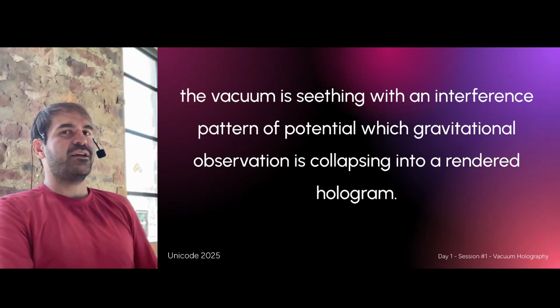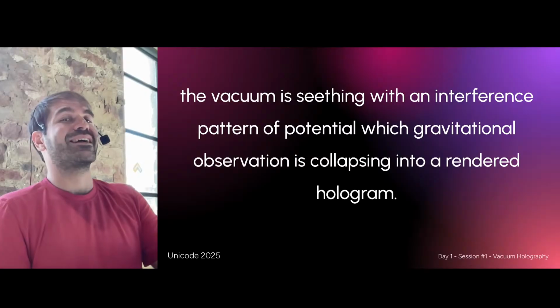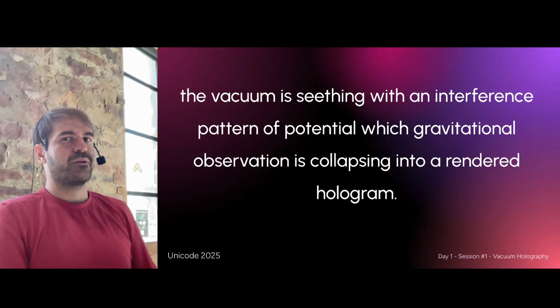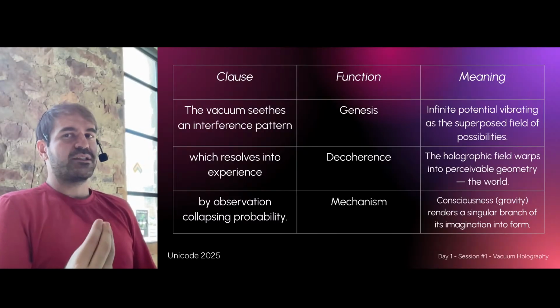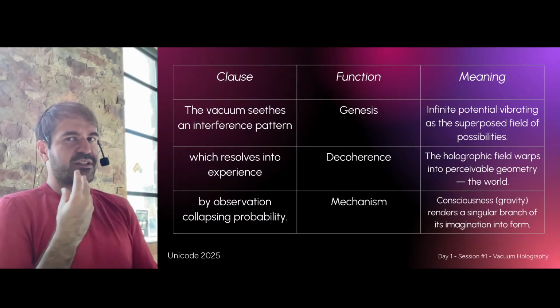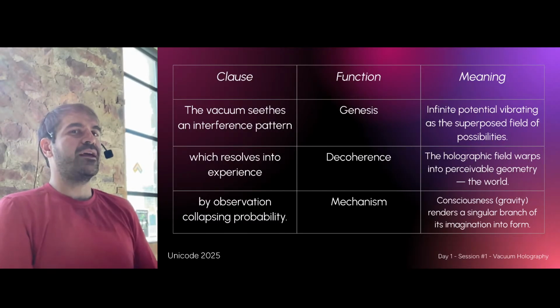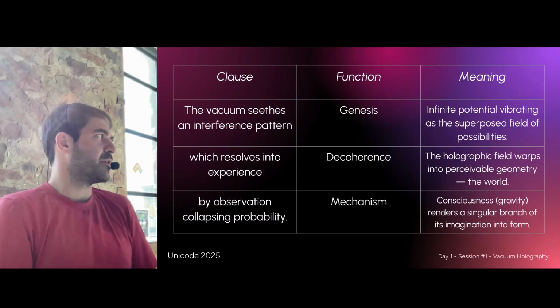So the vacuum is seething with an interference pattern of potential, which is gravitational observation, which is collapsing into a rendered hologram. So the clause, which is the vacuum sees an interference pattern, the function of that is genesis, so it sees that interference pattern, and the meaning of that is that infinite potential vibrates as the superposed field of possibilities.